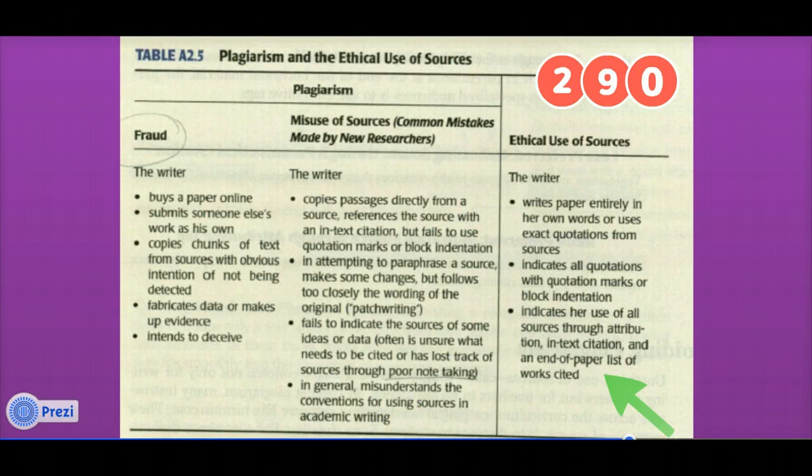If you do have any questions on plagiarism, please ask. But in general, follow the guidelines in your book and just your gut instinct. If it doesn't feel like you're being completely honest, then you probably need to be careful and make sure that you're citing that information more carefully.